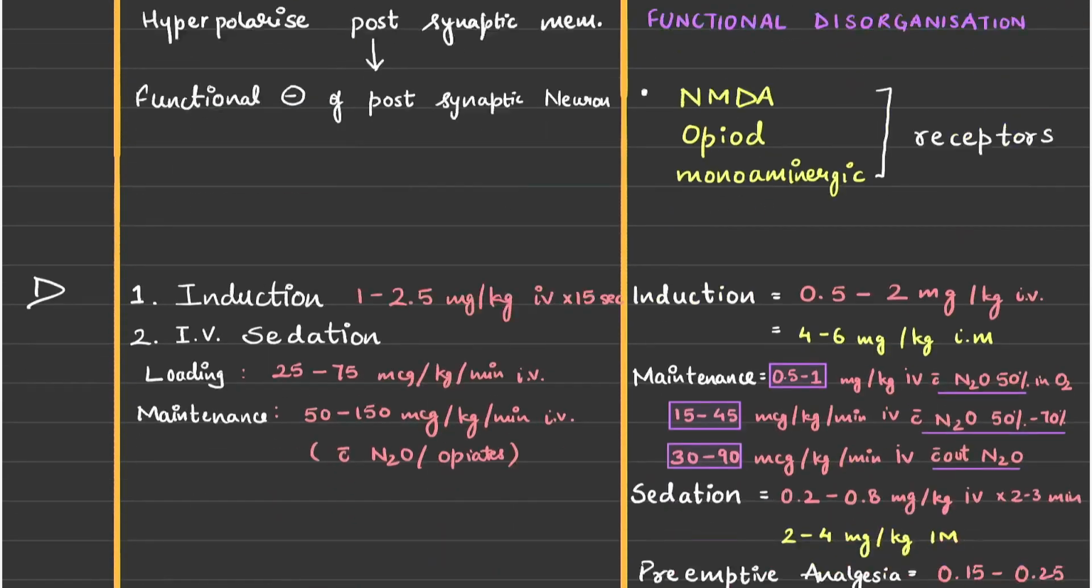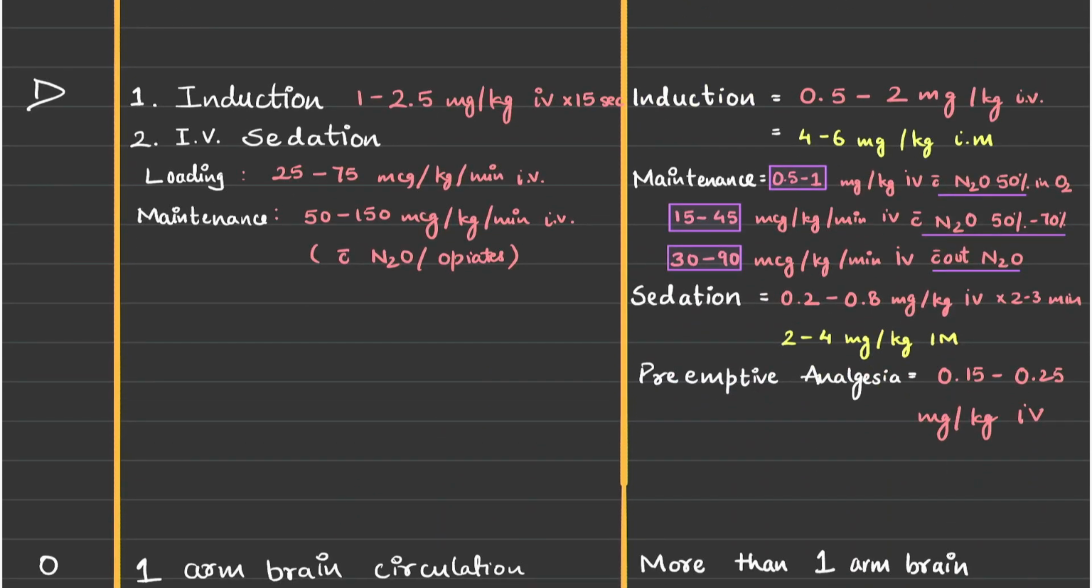After mechanism of action, talking about dosage, there are various routes of administration of ketamine. So there are various doses. So we are discussing here doses of two routes of administration, IV and IM. For induction, we use 0.5 to 2 mg per kg IV. For IM, it is 4 to 6 mg per kg.